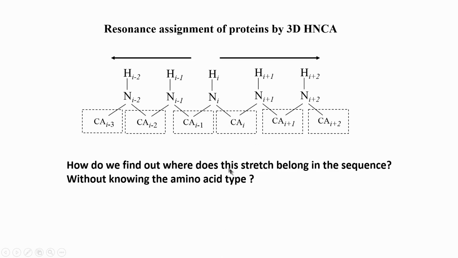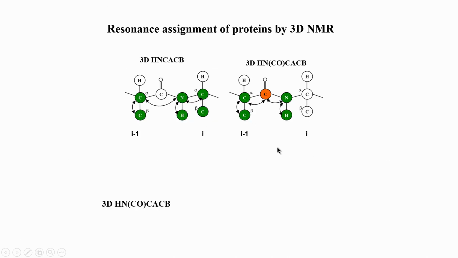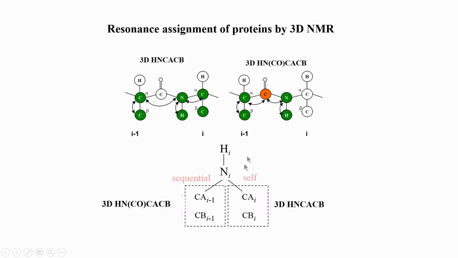Therefore, we need to know what amino acid it is before we can say that we have completed our assignment. For that, we need to go to another experiment, that is called HNCACB and HNCOCACB. So, this is what happens in HNCACB and HNCOCACB.